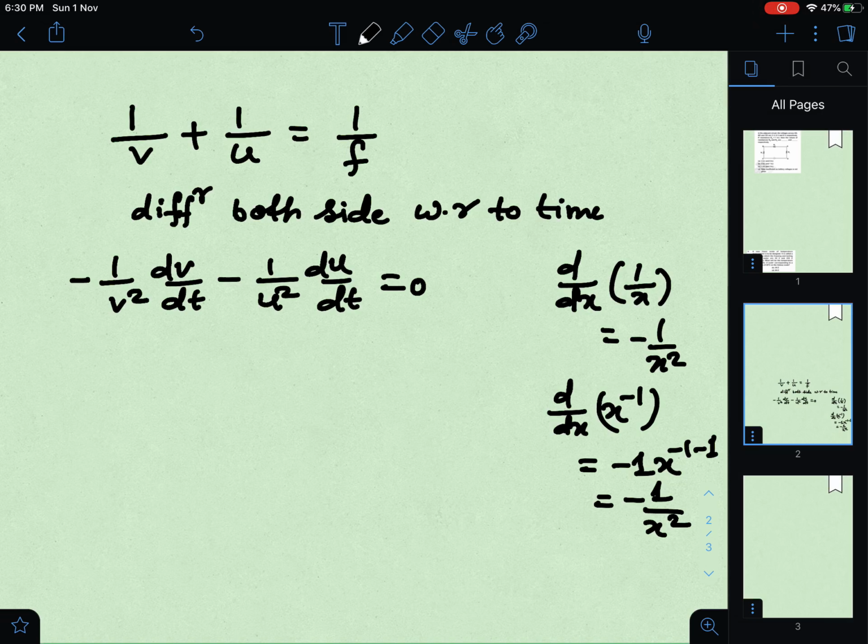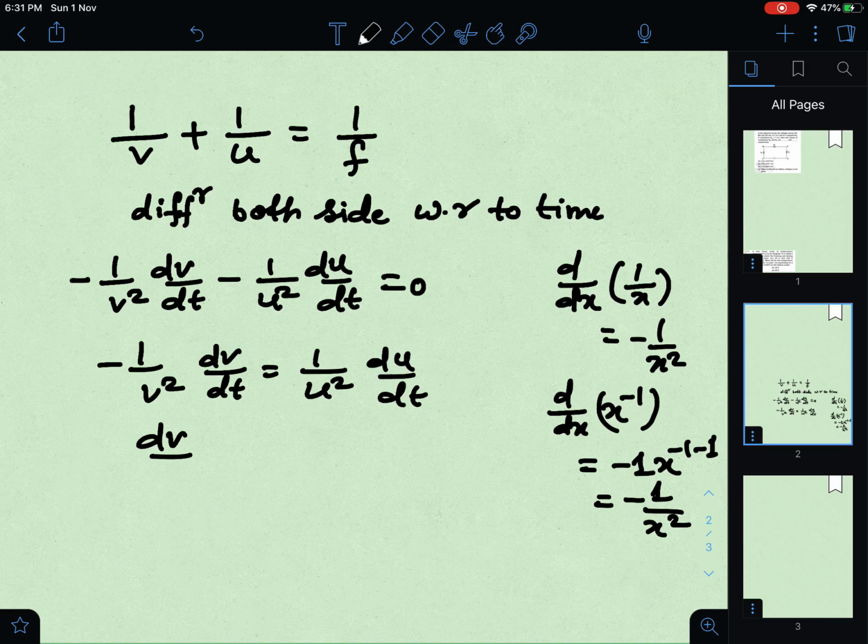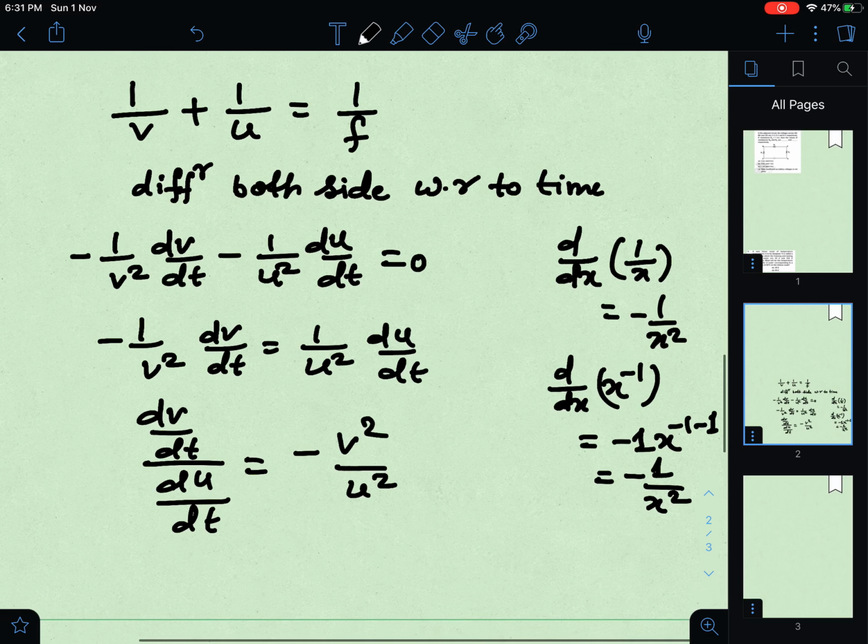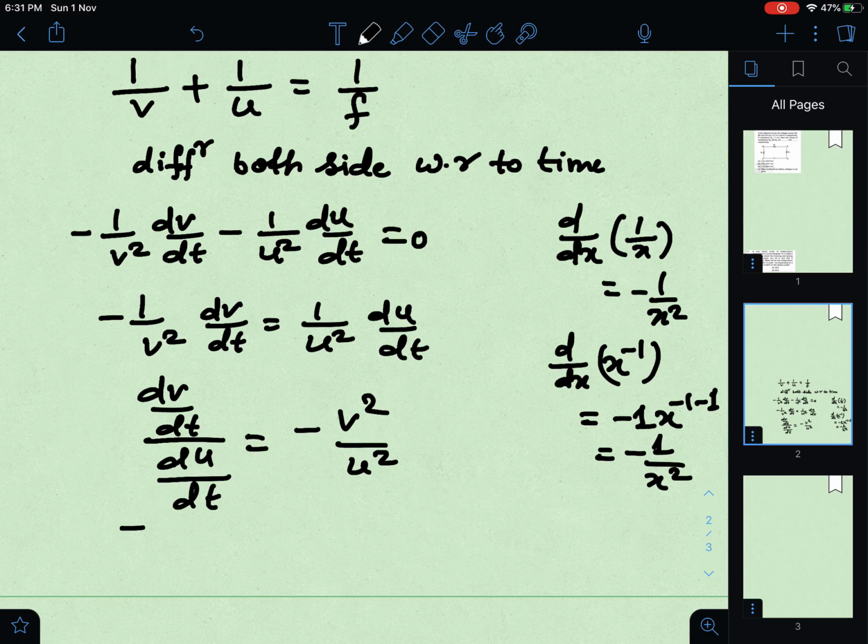So can I say, guys, this is nothing but minus 1 by v square dv by dt is equal to 1 by u square du by dt. Now I will write dv by dt upon du by dt is equal to minus of v square by u square. So what is this dv by dt? V is actually image distance, and dv by dt is the image velocity, or you can say the velocity of image.